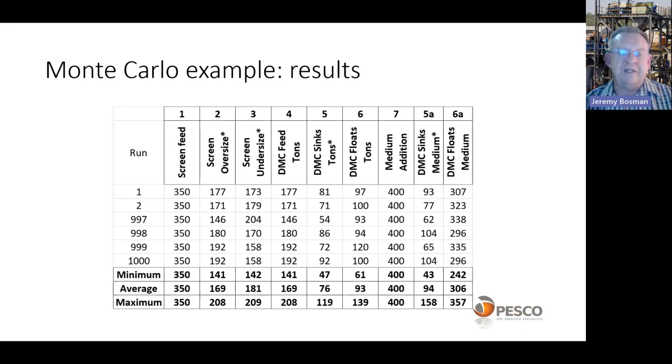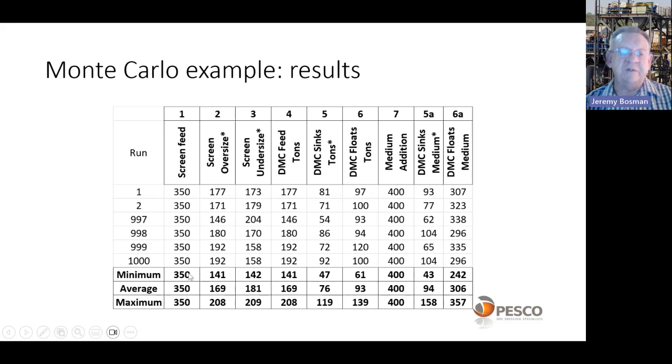And in each one, we're getting the combined effect of all of these changes in terms of screen oversize and yield and medium split. And so streams 1 to 7 correspond to our mass balance or our flow sheet numbers. And then we've added 5A and 6A. Those are the DMC sinks medium and the floats medium. And we've got our runs, so it's our simulations from 1 to 1,000. And at the bottom, I've calculated the minimum, the average, and the maximum.